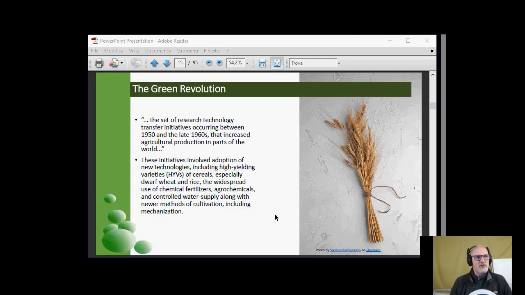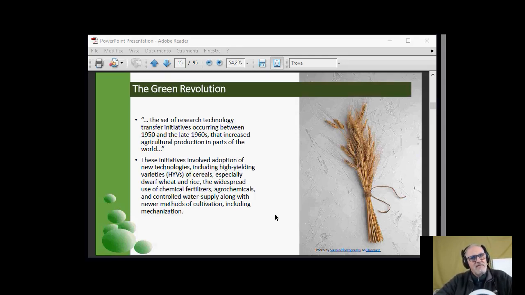Okay, so I mentioned something which is called the Green Revolution. And this is a term which was coined in the 60s to refer to the large-scale application of technology to traditional farming across the world. Okay, it's not just in developed countries, but in particular, it's associated with certain places in South America, South Africa, and in India.